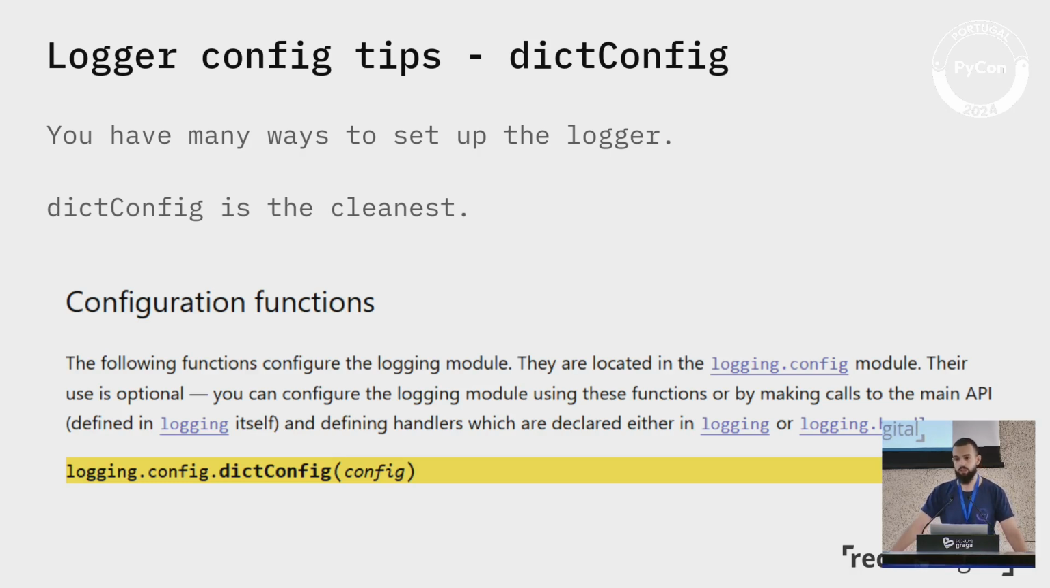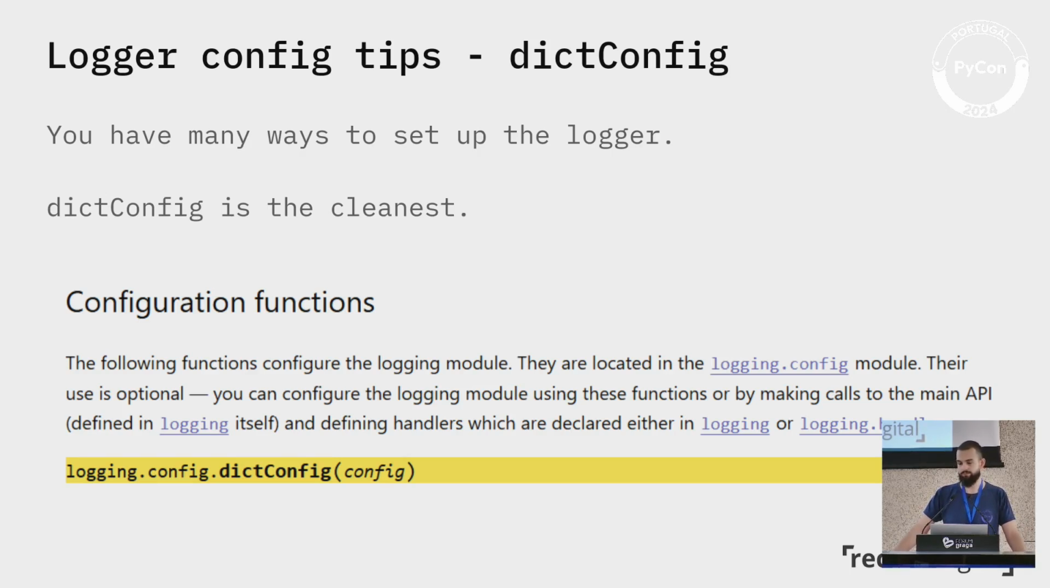There are many ways of configuring the Python logger. The most straightforward is using just the API of the logger itself. So you write your code, you instantiate your handler, you instantiate your formatter, and you assign it to the logger. However, there are other ways, and other ways which are, in my opinion, better.